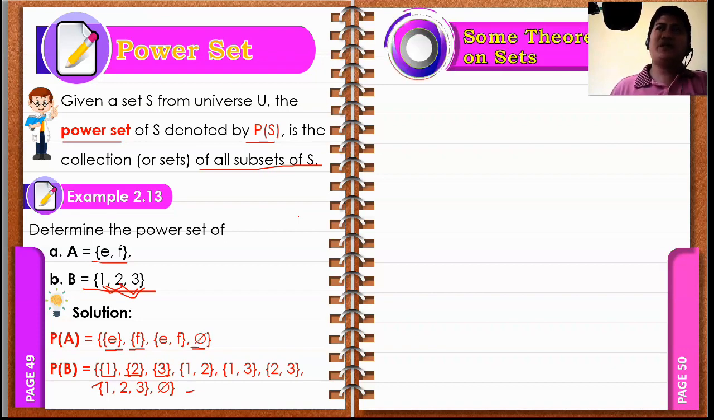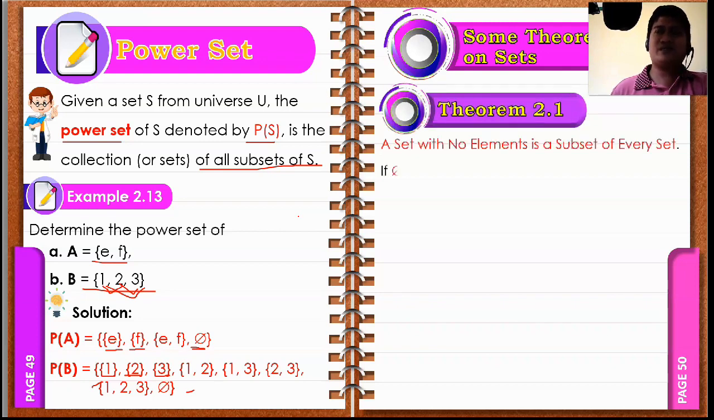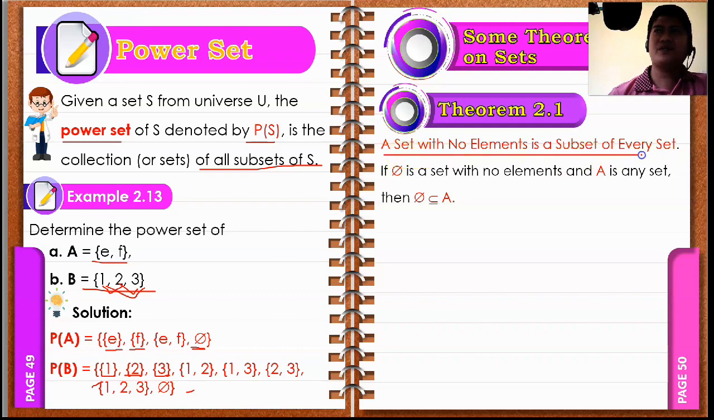So these are some of the important theorems on sets that we need to understand. A set with no elements is a subset of every set. This theorem says that in any given sets, the empty set is always a subset of every set. So if empty is a set with no elements and A is any set, then empty is always a subset of set A. So take note of the notation of subset.